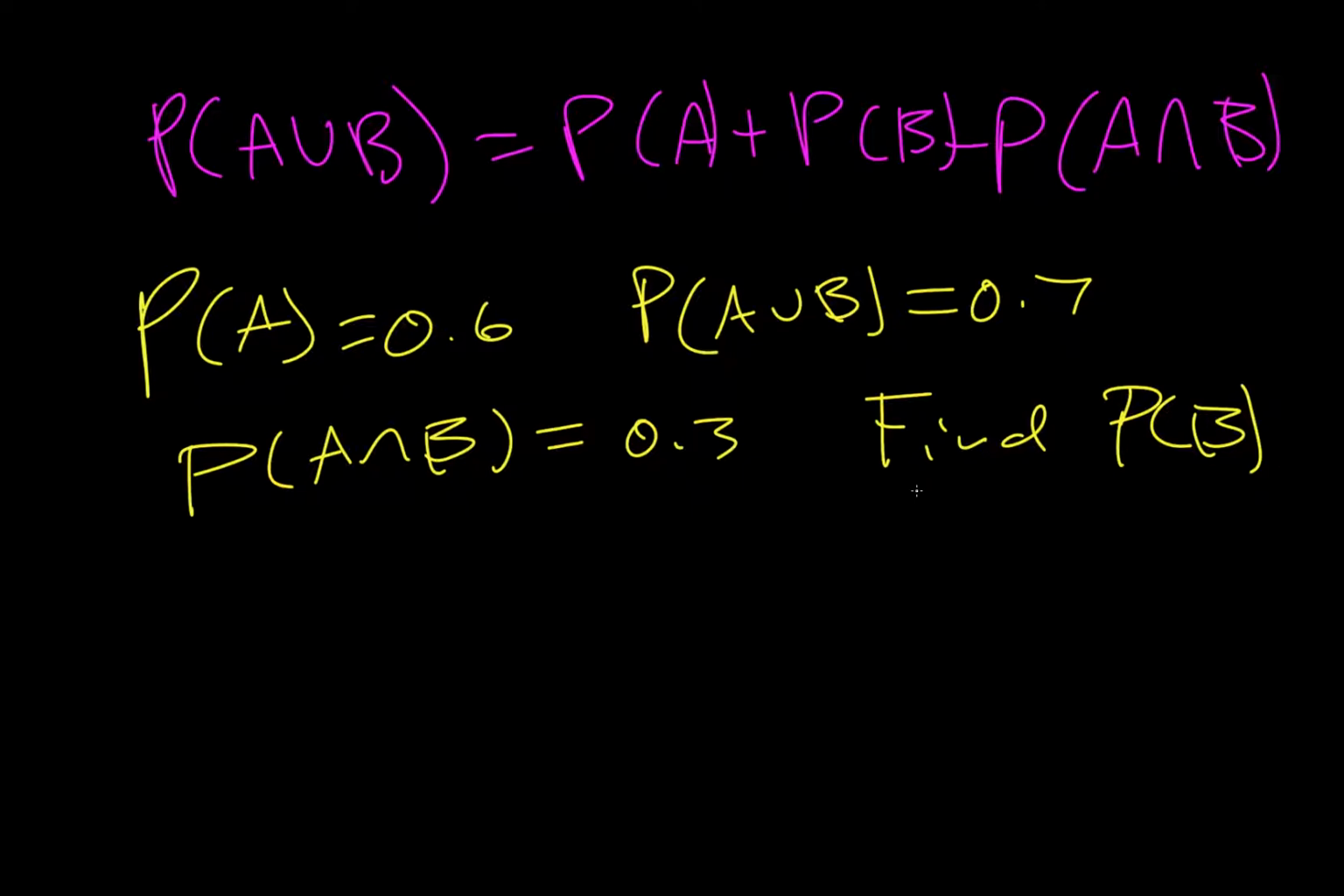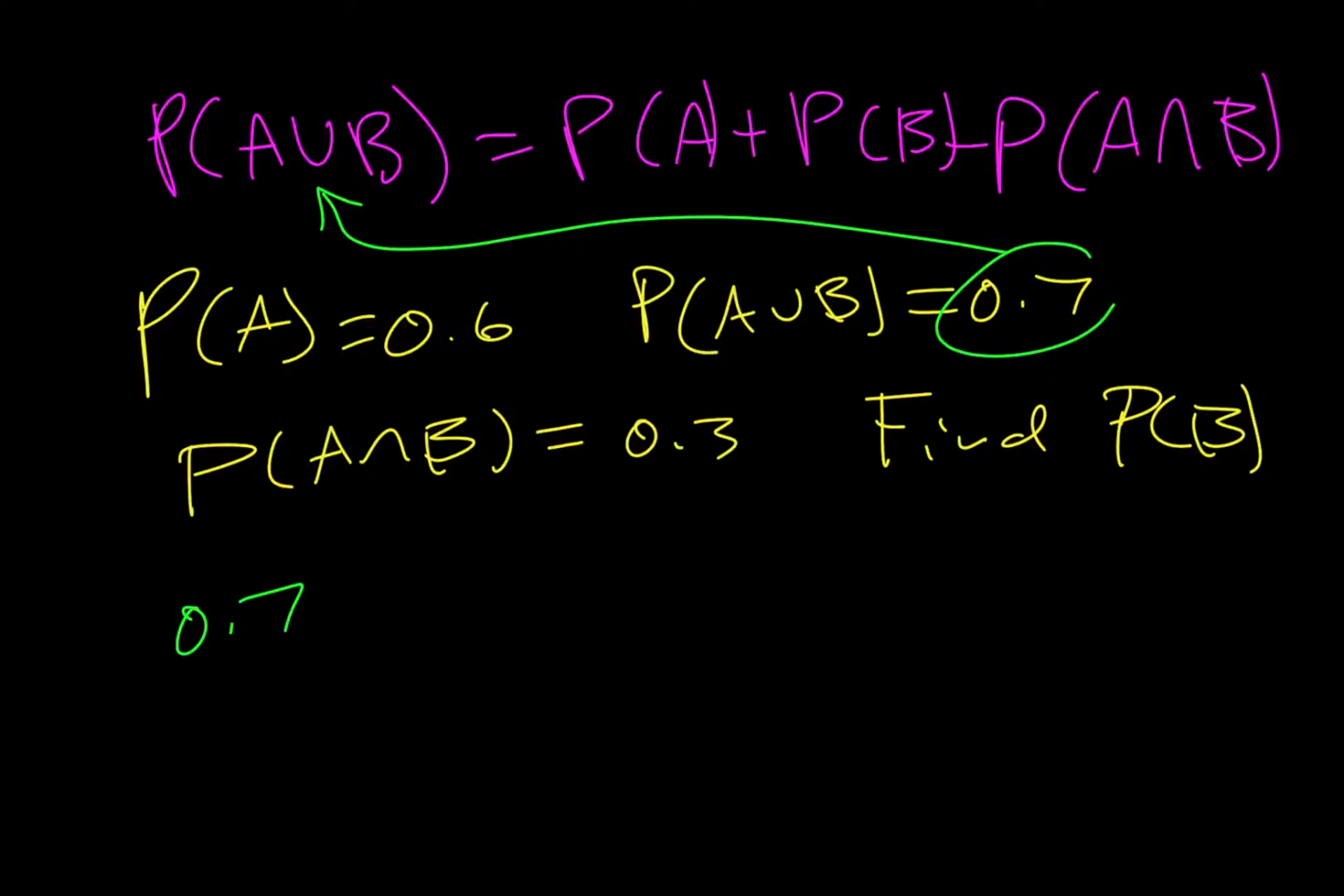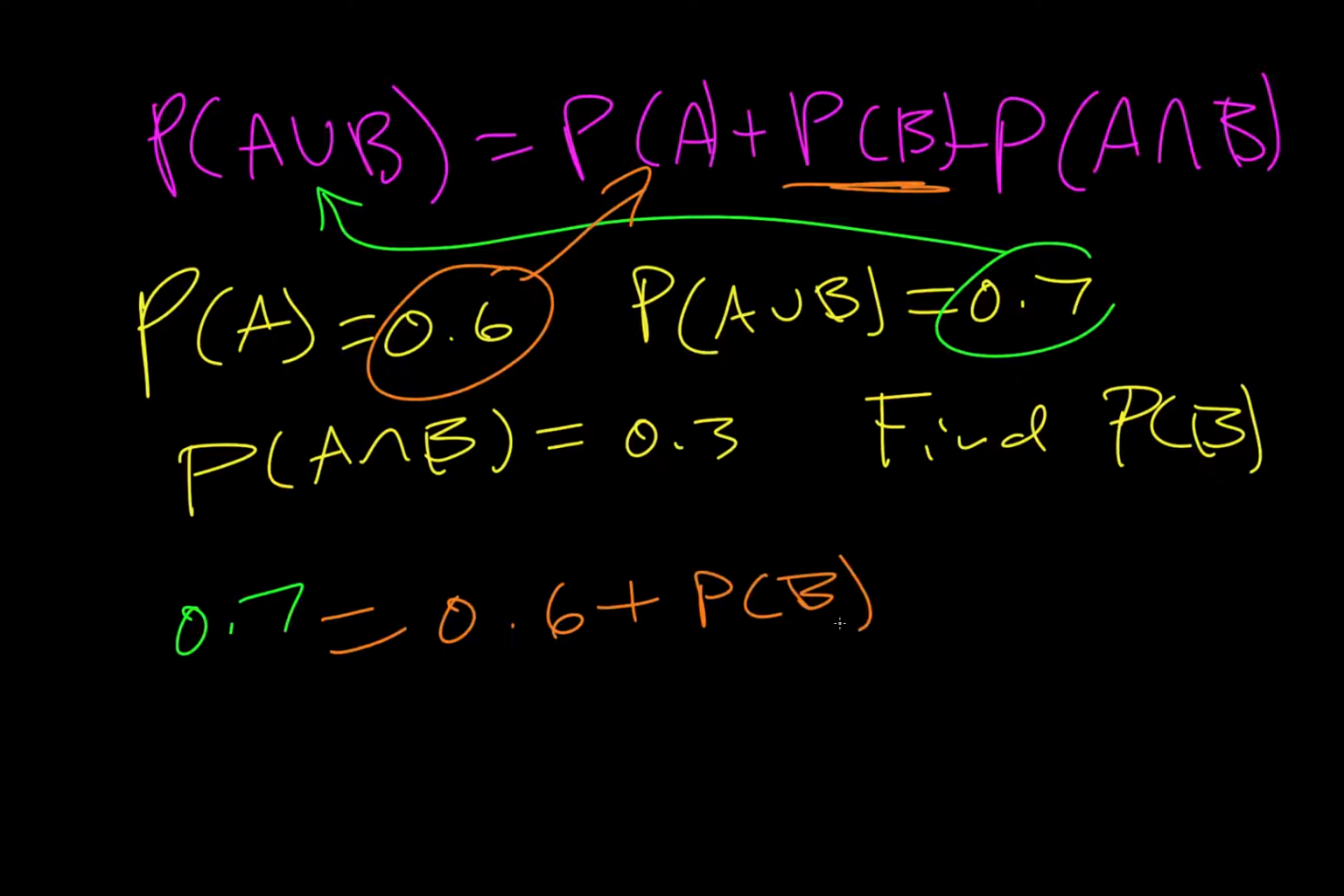So what we can do is just plug them in. This is just a simplification problem. So we're going to take this thing, plug it in here, so we get 0.7 equals this plugged in here, 0.6. We don't know what B is, so probability of B. And then the last thing, take this, plug it in here, and so that's minus 0.3.